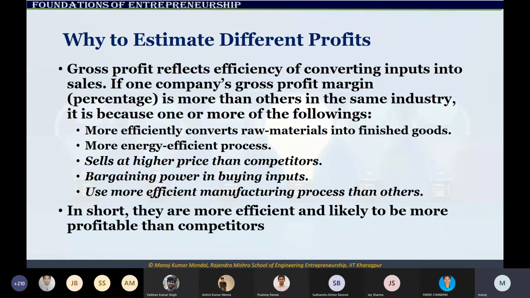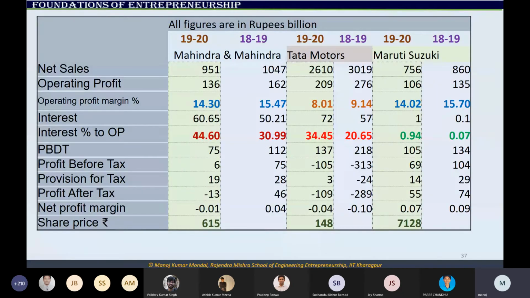So why estimate different profits? Gross profit reflects the efficiency of converting input into sales. If one company's gross profit margin is more than others in the same industry, it is because of one or more of the following: it more efficiently converted raw materials into finished goods. Look at this. Tata Motors' operating profit margin is very low. Why? Because perhaps Tata Motors is a very old company, so their system is inefficient. That is why they consume more raw material than Maruti, than Mahindra. See, their operating profit margin is only 8% or 9%.